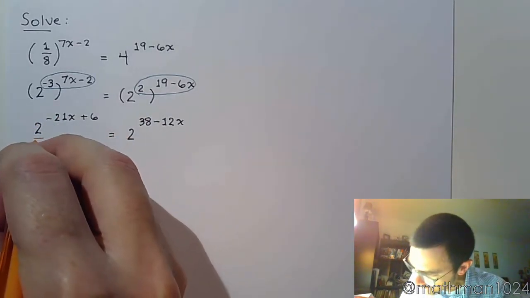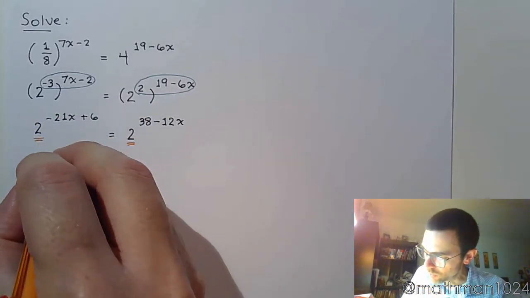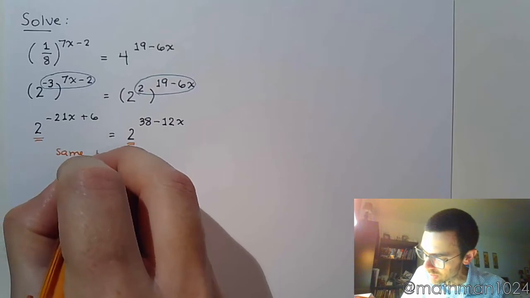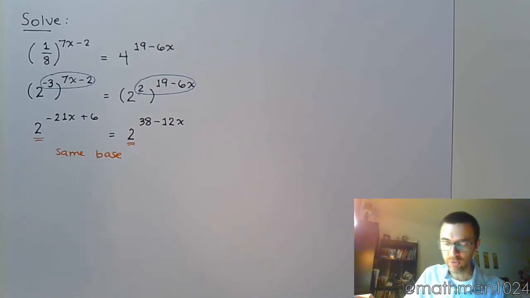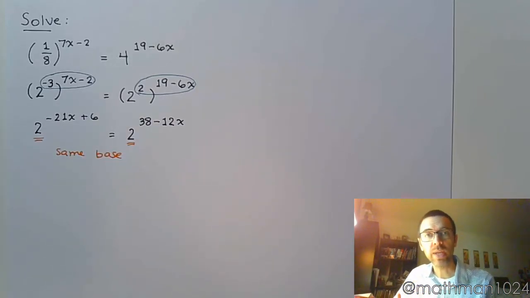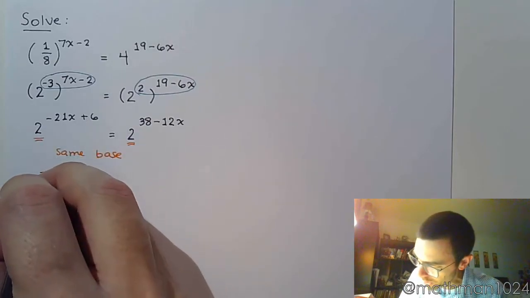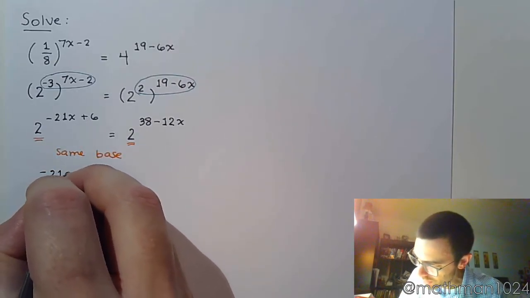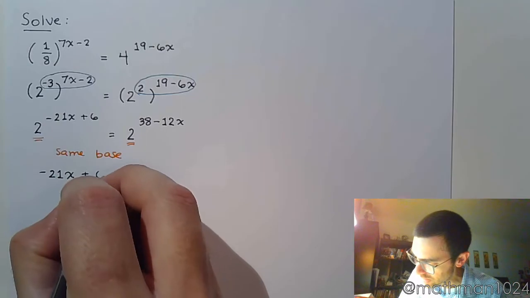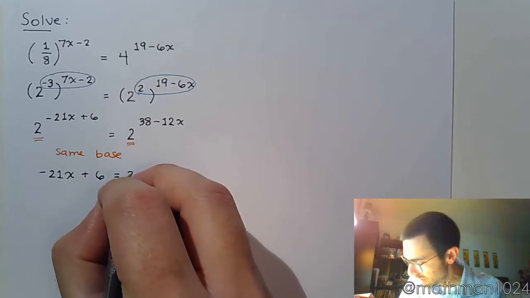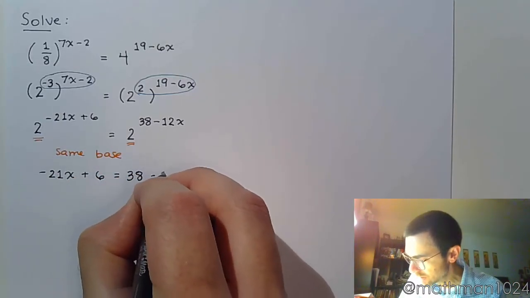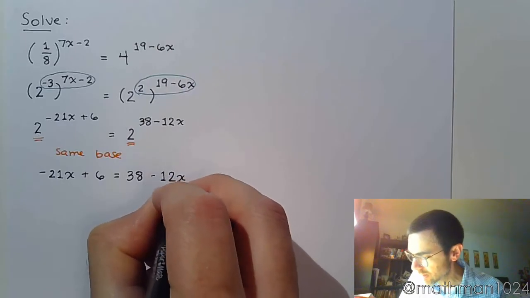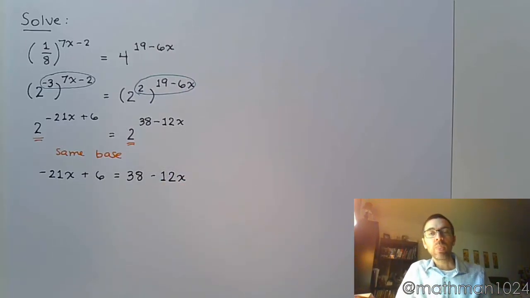So we finally have each side of our equation written where we have the same base. And if we have the same base, that means those powers have to then be the same. So that becomes our equation. Negative 21x plus 6 is equal to 38 minus 12x. And at this point, we just have a nice linear equation to solve.